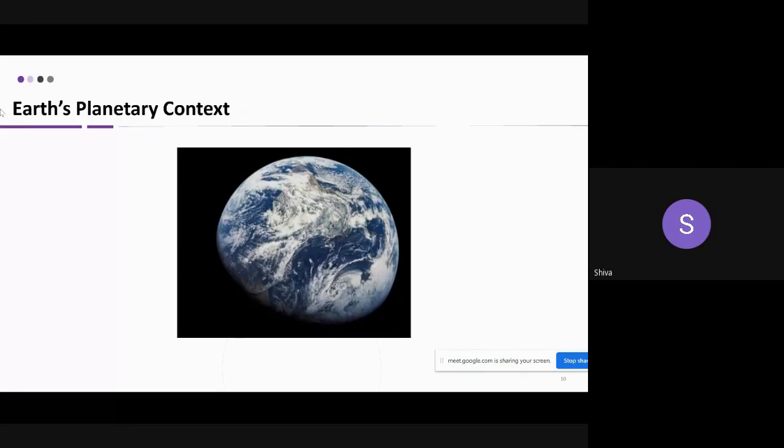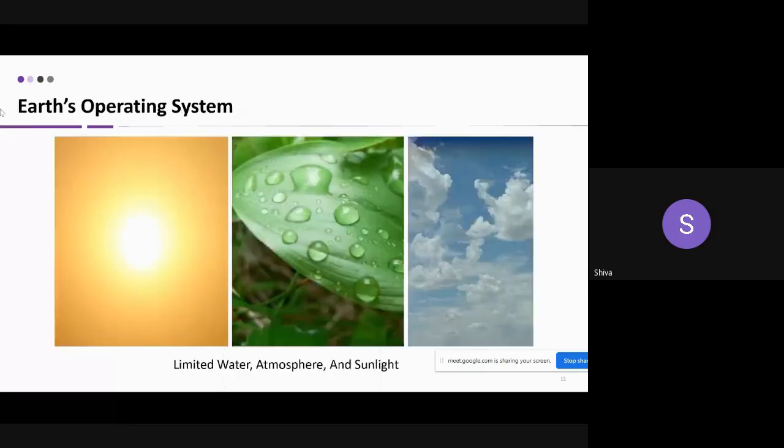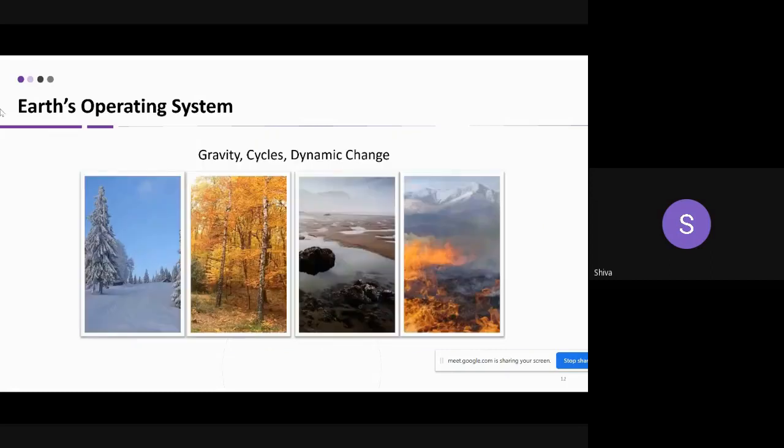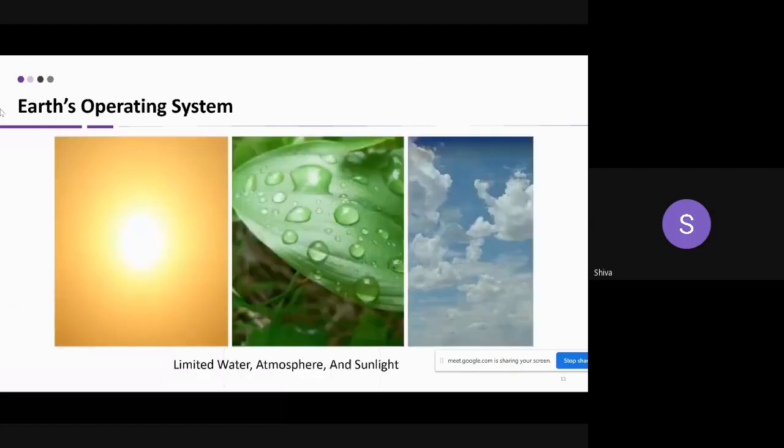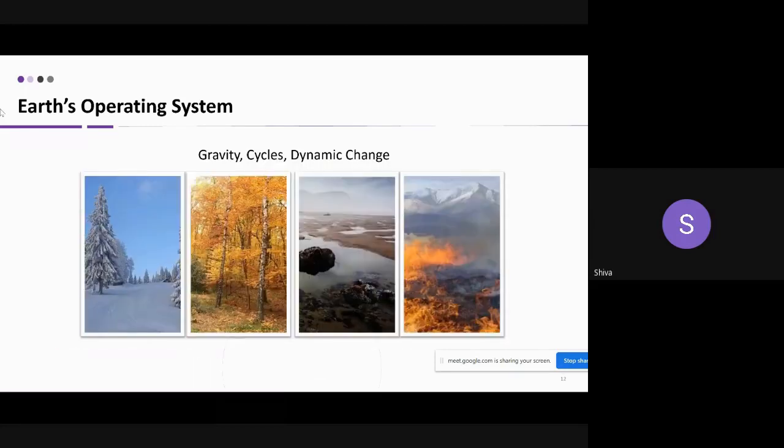So what is the context of the Earth? The context is there's limited water, there is limited atmosphere and limited sunlight. This is the Earth's operating system, right? There's also gravity, cycles, and this is what the Earth is. That's all it is. So what we are learning is that there is limitation. Gravity, cycles, dynamic change, water, atmosphere, sunlight.